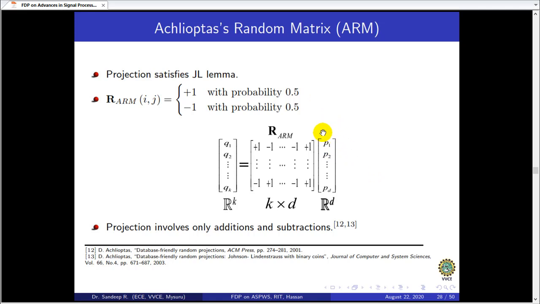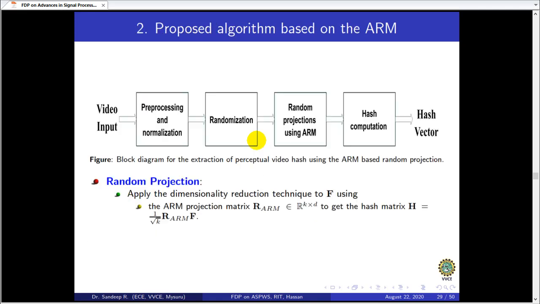Now suppose this is a point in high dimensional space, which is R^D, and this is a random projection matrix of dimension K by D. Then the resultant operation will be a point in dimension K, which is represented as R^K. So this represents a vector in high dimensional space, and this represents a vector in low dimensional space, and this projection involves addition and subtraction only.